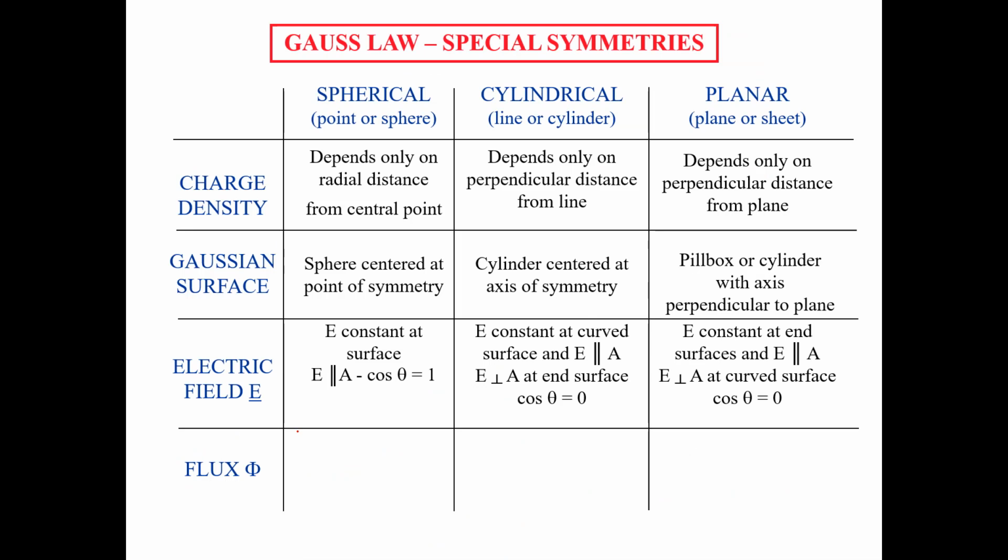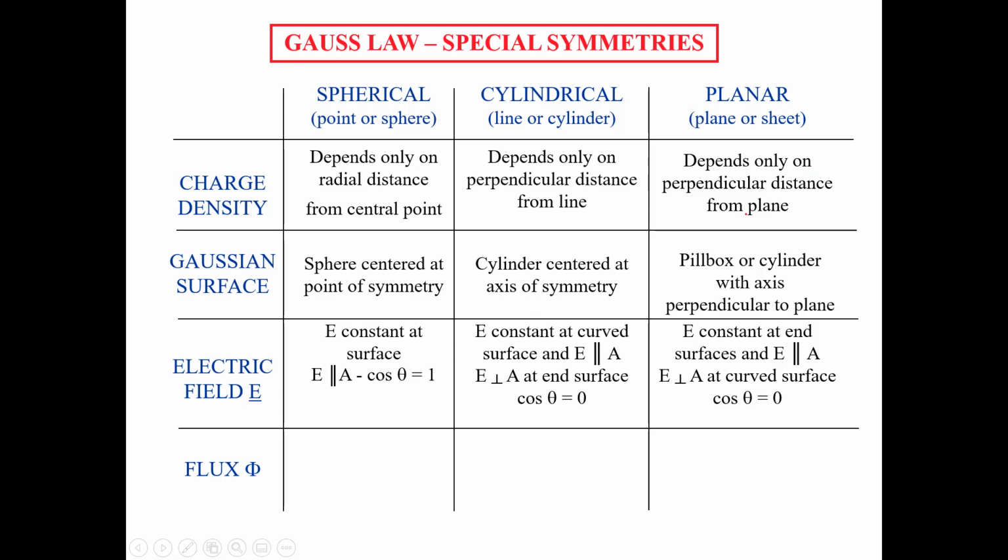Okay. So first, let us discuss what we covered earlier. If the system has spherical symmetry, then you have to use a spherical Gaussian surface. And if it is a line or cylinder, then you have to use a cylindrical Gaussian surface. And if it is a plane or a sheet, then you can use either the Gaussian pillbox or the cylindrical Gaussian surface. Okay.